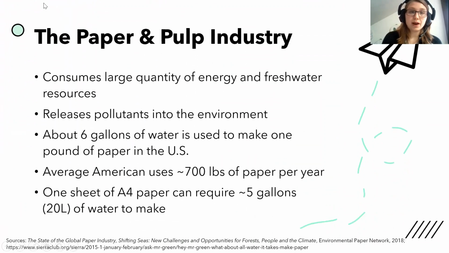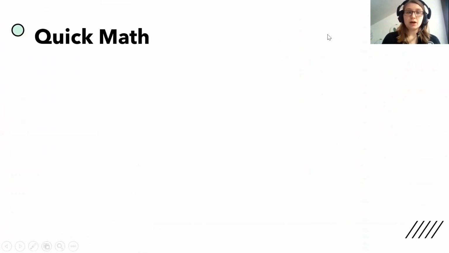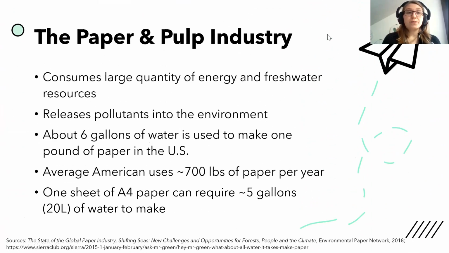So the paper and pulp industry are actually really large contributors to overall pollution on the planet. They're using a lot of energy as well as a lot of freshwater resources in order to create these paper products. The most current statistic that I could find is that the paper and pulp industry actually uses about 4% of the amount of energy produced by the world. So that's a really large amount.